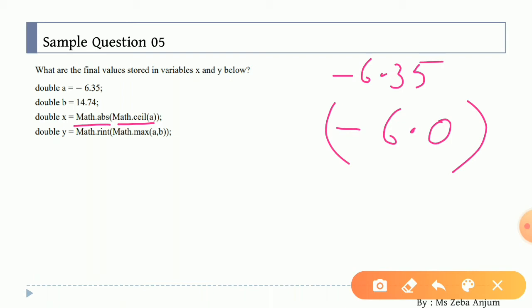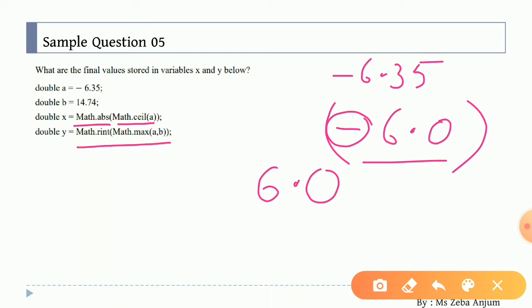Now you remember what this function was doing, math.abs. If the value is of negative part, it is just removing this negative portion and it is going to give you the value in positive sign. So the output with minus 6.0 you will be getting as only 6.0. Okay. Now see the next one.